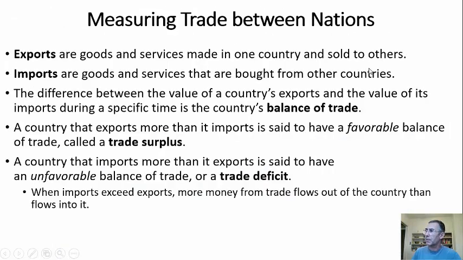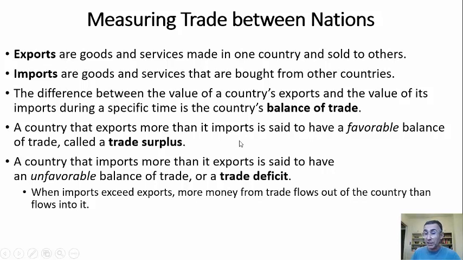All right, measuring trade between nations. Here we're going to go with basic definitions. Exports: goods and services made in one country that you export elsewhere. Imports: just the opposite of that. The difference between what you import and what you export is called a balance of trade.